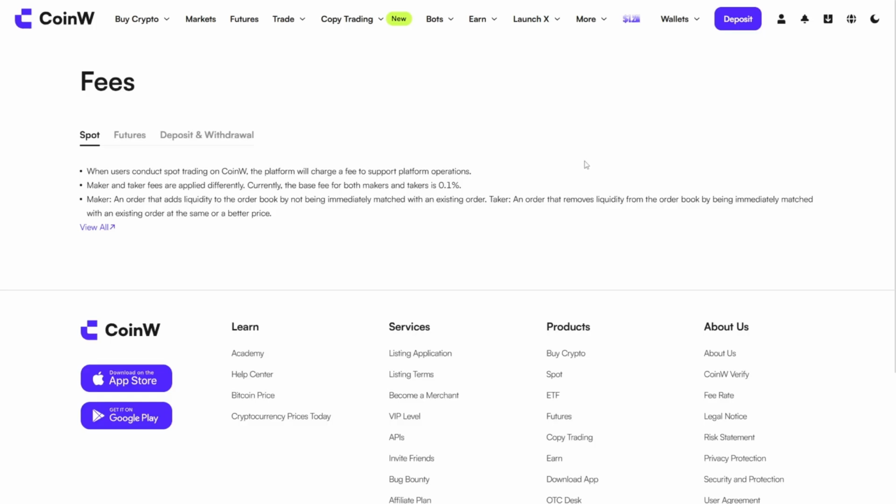Exchanges usually charge two types of trading fees, maker fees and taker fees. Maker fees apply when you place a limit order, while taker fees apply when you execute a market order.